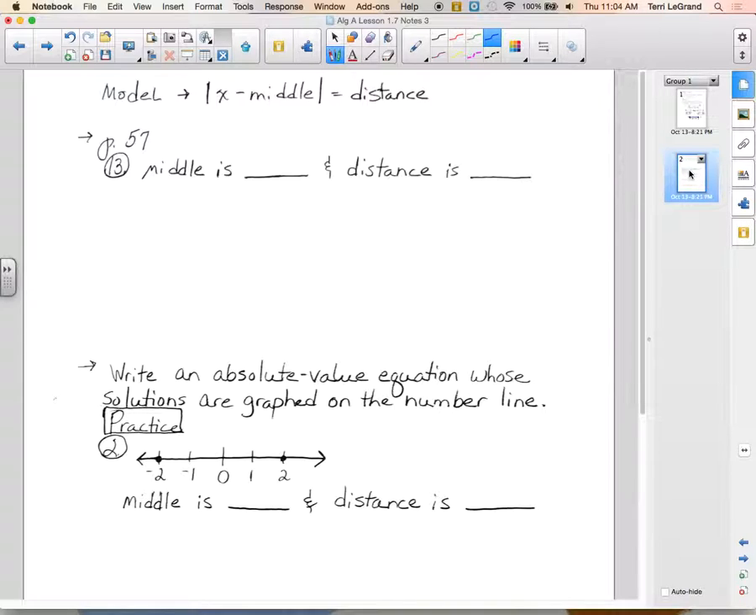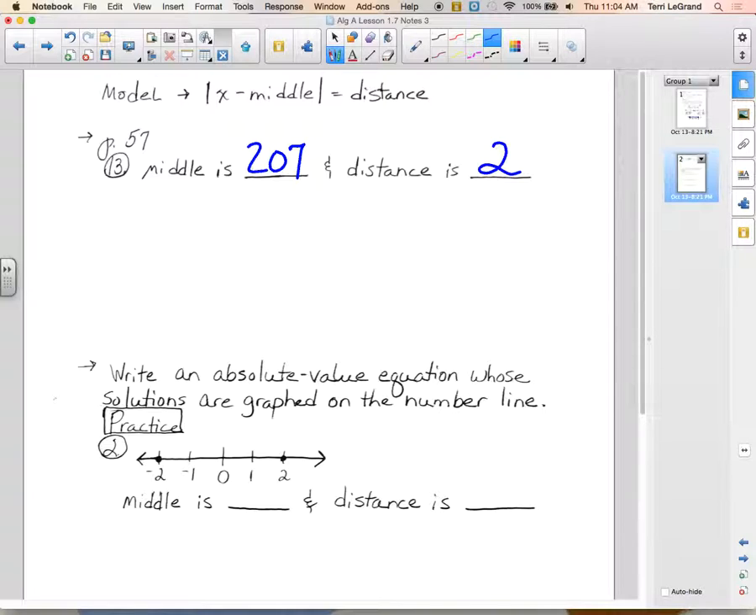And what's that, 207? The middle. And what's the distance? 2. It goes 2 miles, doesn't it? Okay, so the middle is 207. The distance is 2. We're ready to set up our equation. Go ahead, write an absolute value equation that will help solve that. In the end, we really should get those 2 answers we already know, 205 and 209.